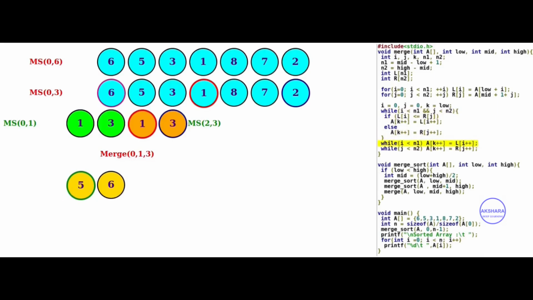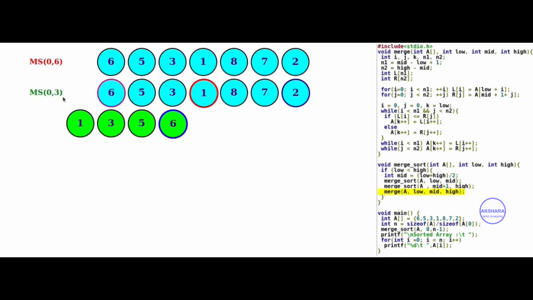All the remaining elements from L will be copied into original array A until this left subarray L is completed. After copying all elements, this merge function will also be completed. After completion of these three statements in merge sort of 0, 1, merge sort of 2, 3 and merge of 0, 1, 3, all the elements from index 0 to 3 will be in sorted order. Now control will be transferred to this merge sort of 0, 6.